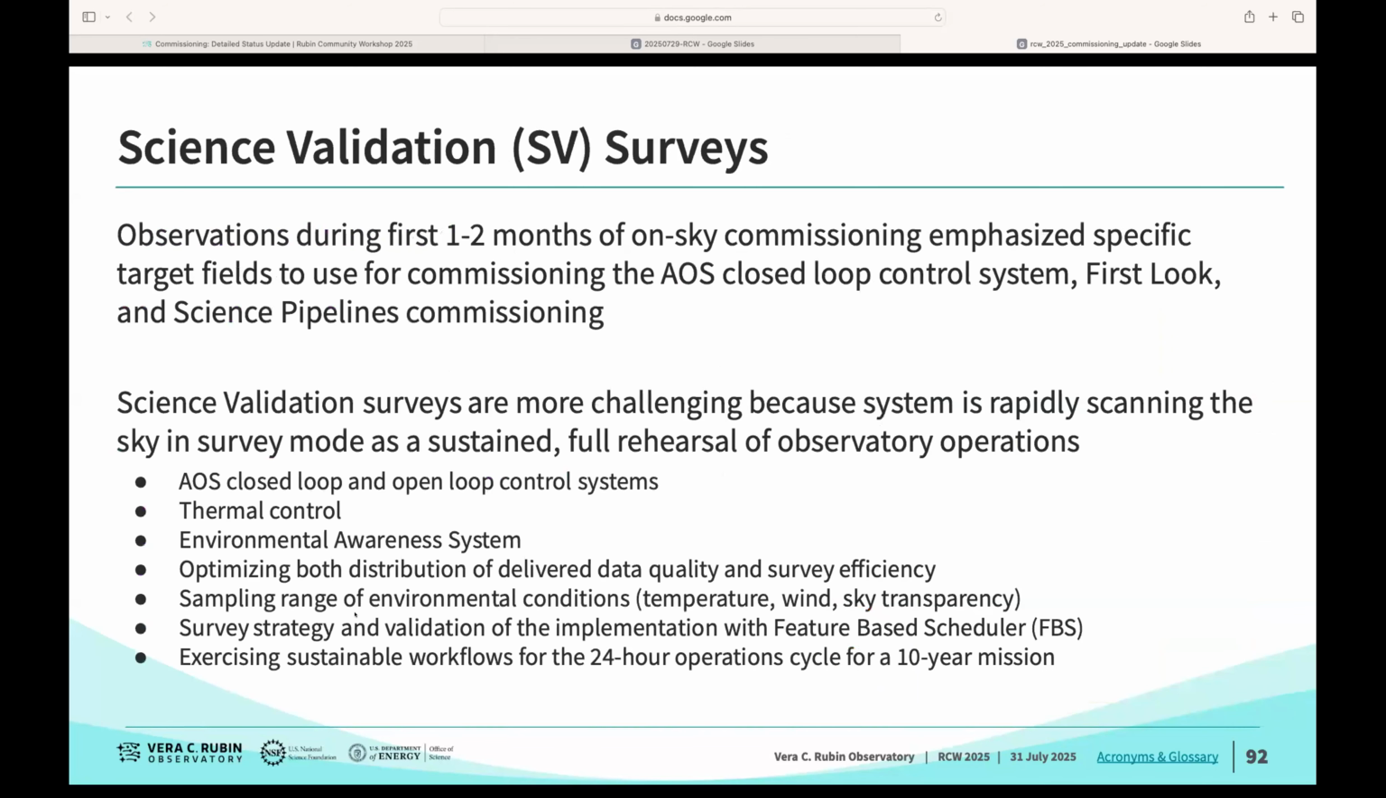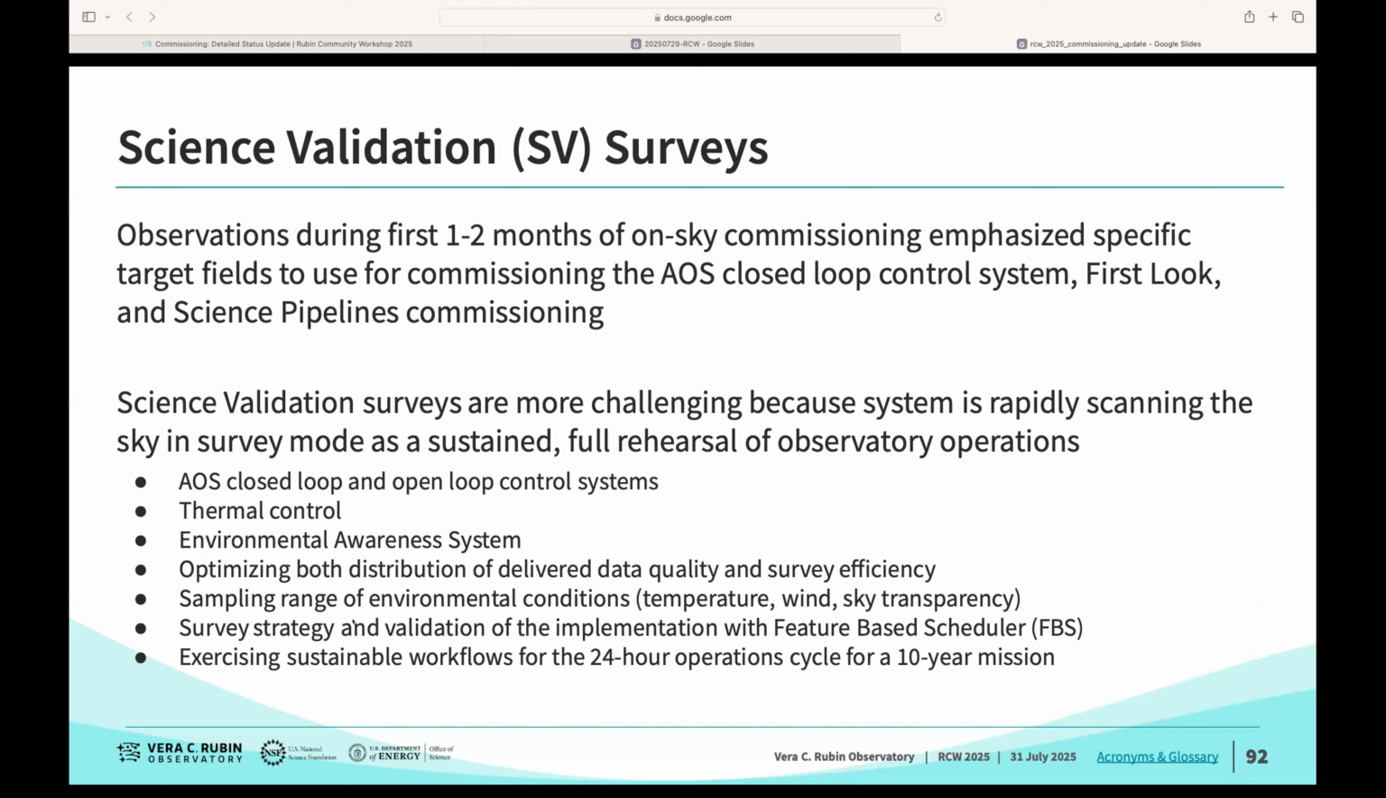So the stage we're in right now is that after spending 1 to 2 months of the on-sky campaign really being focused on specific observations of target fields, this is for commissioning the AOS closed loop system, for taking the observations for first look, for getting initial data sets for science pipelines commissioning. We were basically picking specific fields and staying on there and taking hundreds of visits at a time. What we're doing now is much more challenging.